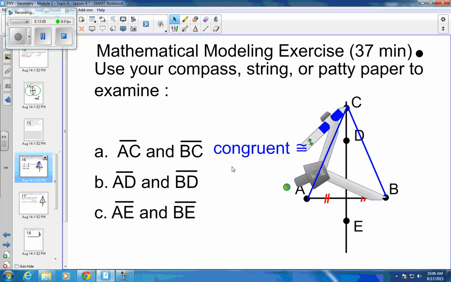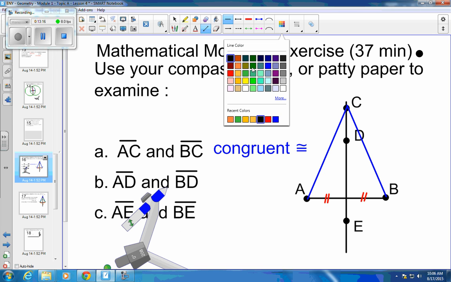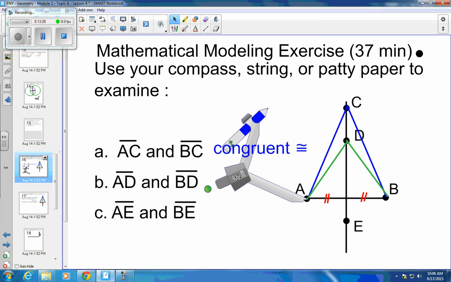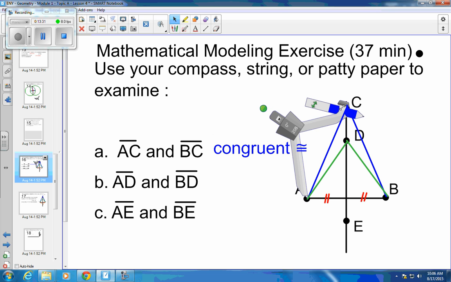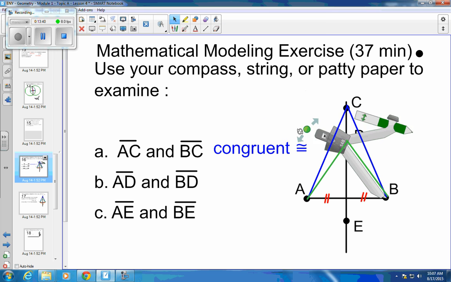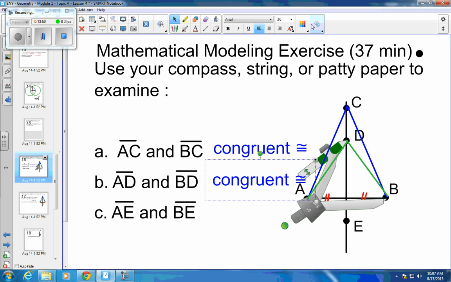So let's look at AD and BD. Let me move my compass out of the way. Let's look at segments A to D and B to D. And we'll grab the compass and put it over there and basically use the compass to measure distance from A to D. Okay, and then we'll move this over and measure the distance from B to D, and you can see that they are the same distance also. So that is also congruent. Okay, so AD and BD are congruent.